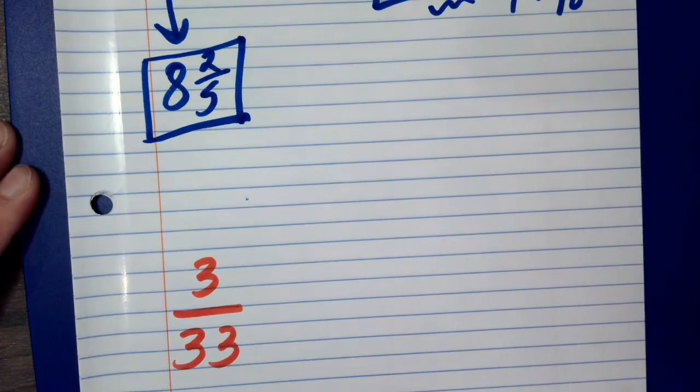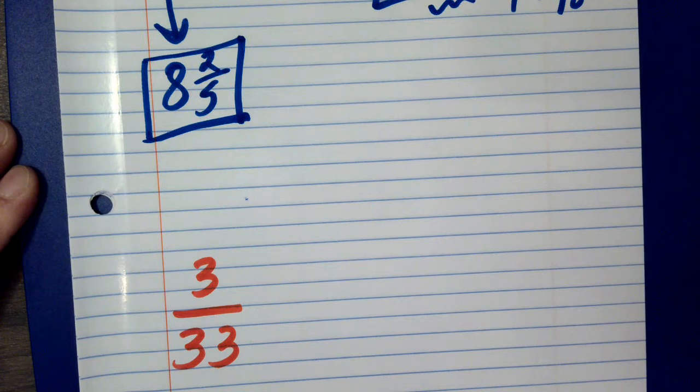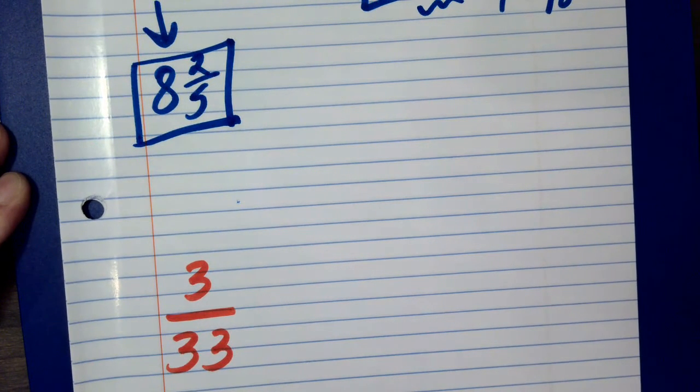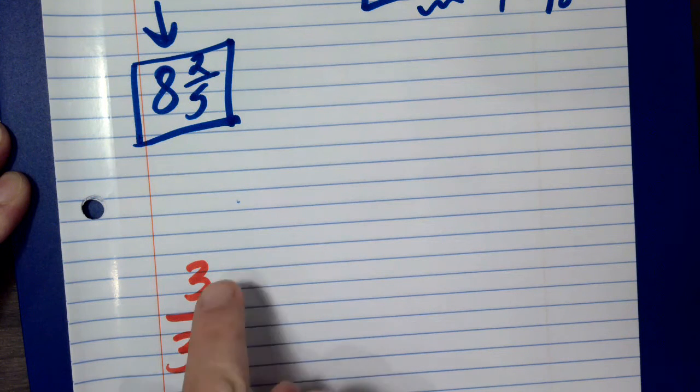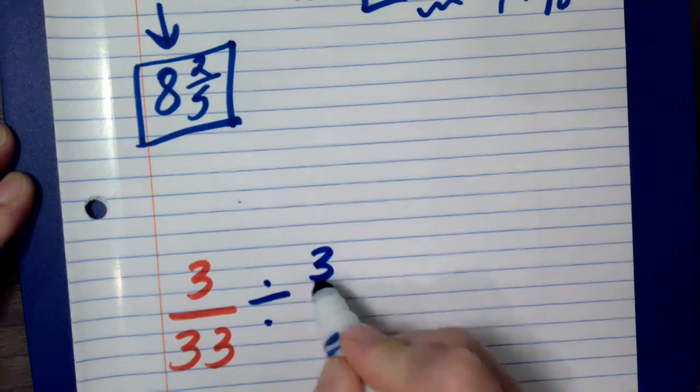Okay, my last question is 3/33. 3 is a prime number. It's actually the smallest prime number. And I'm going to use 3 as my divider, or what I'm going to divide with, because I know that 3 is prime, and I also know that 3 can divide equally into 33. So I'm going to go ahead and do that math.